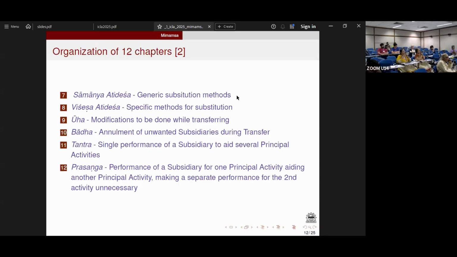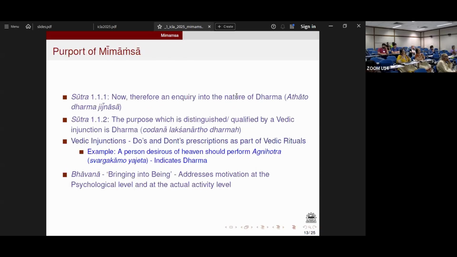Again, once you have done a subsidiary for one principal activity, which also aids another principal activity, there we say that we decide when it is necessary or not necessary to perform the second activity. Those kinds of things are also discussed in this. Again, these are all very elaborate discussions that you have in each of these. Of course, we will not be touching on all of these now. It's just to give you an introduction that so many things exist, so many rules exist. So that's the idea.